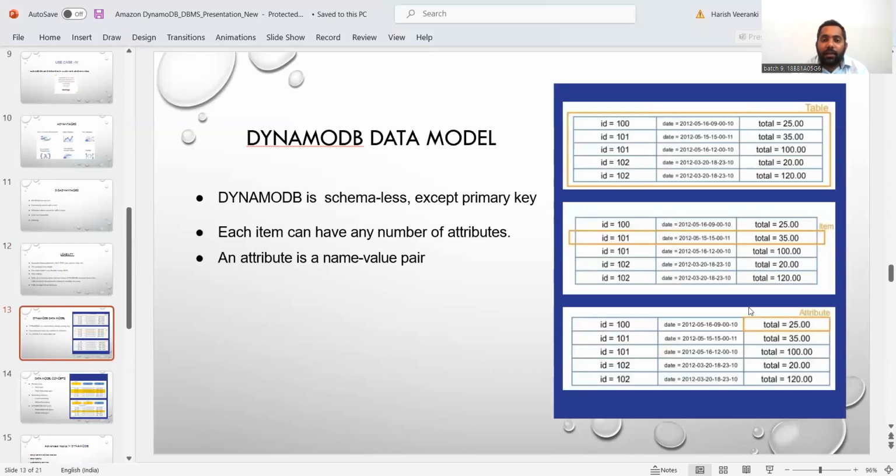This is the DynamoDB data model. It is schemaless except for the primary key. Each item can have any number of attributes, and an attribute is a name-value pair. And you can see on the right, this is a table, and this is an item in a table, and the attributes are like this. You can add any number of attributes.